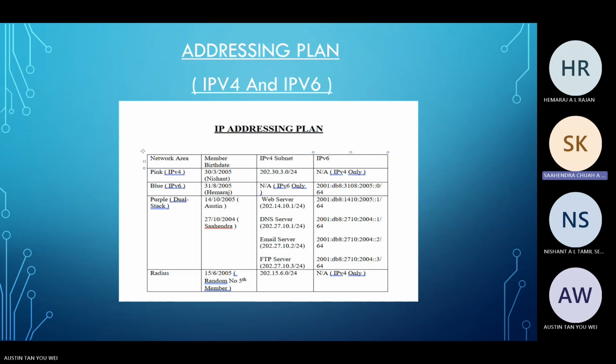So last but not least, we have the RADIUS network area. Basically, we randomly assign a birthday because there are no members handling that network area. And the IPv4 address follows the random member's birthday. So that's all from me.